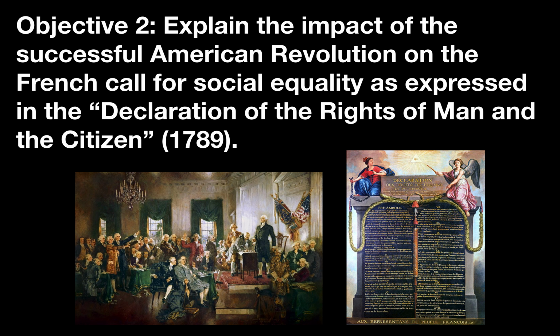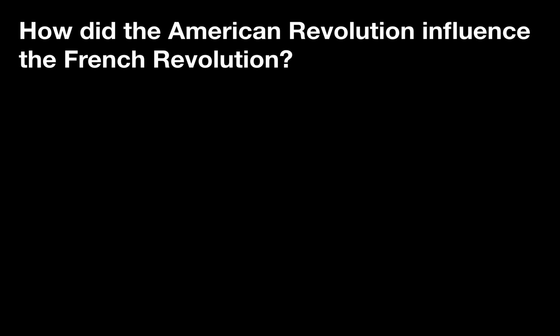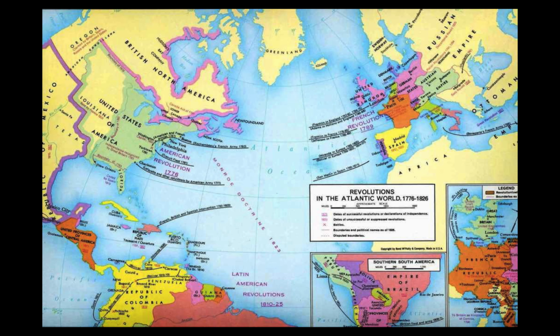So, we talked about the causes of the French Revolution. Now we're going to look at how the American Revolution impacted the French Revolution and their call for social equality as expressed in the Declaration of the Rights of Man and Citizen. So, how did the American Revolution influence the French Revolution?